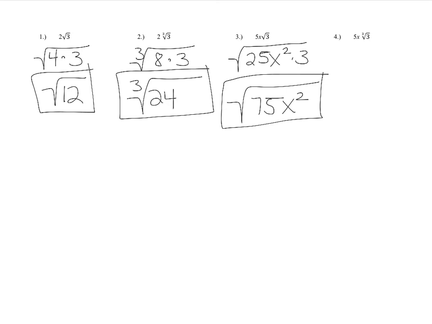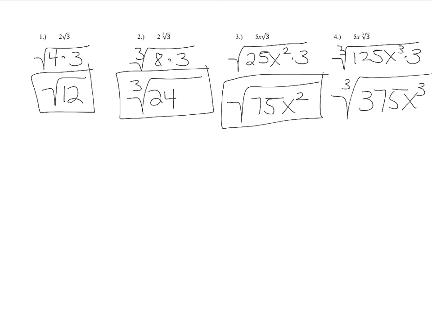Number 4, 5x cube root of 3. We'll cube the 5x. 5 cubed is 125. X cubed is x to the 3rd, times 3. And then just multiply all that together. That's a cube root. And you get the cube root of 375 x to the 3rd. Done. If you think you have it, stop the video and try the next 2, or the next several.